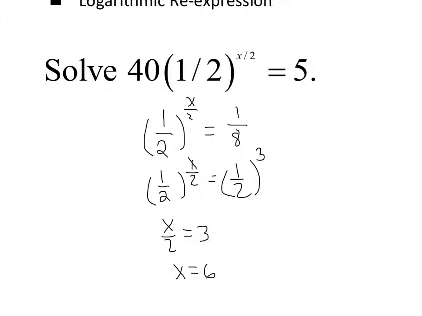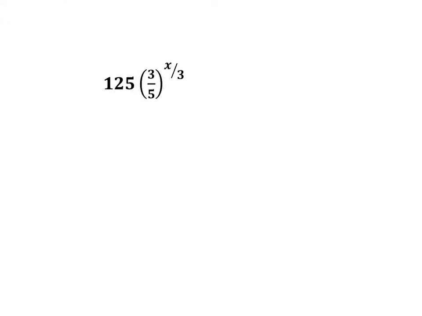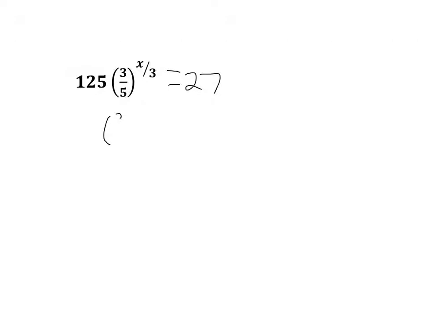Okay, let's take a look at another one. And this should say equals 27. So first thing I would do is divide by 125. And it can't be simplified, so you get 3/5 to the x divided by 3 equals 27 over 125. So you can't do decimals here, guys. Okay?